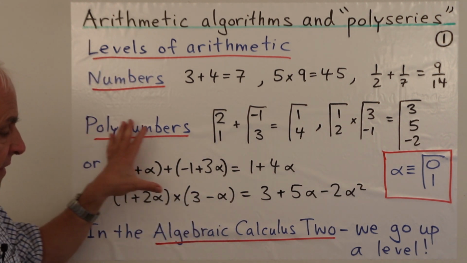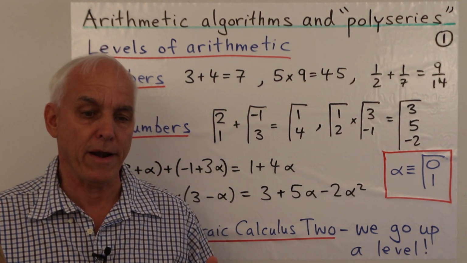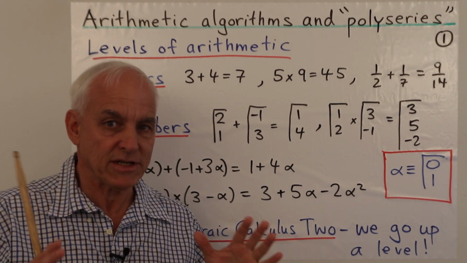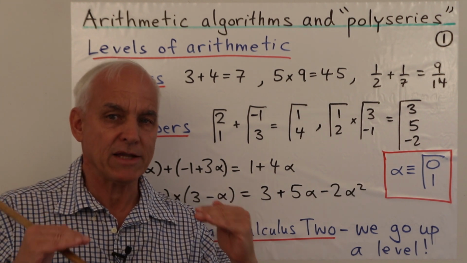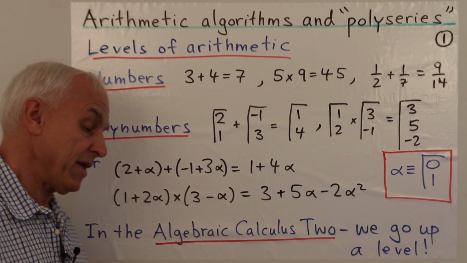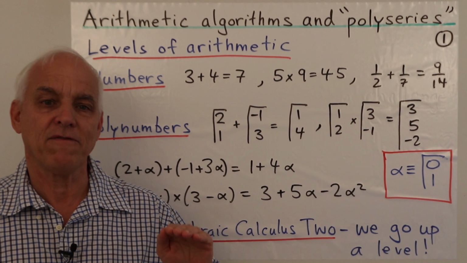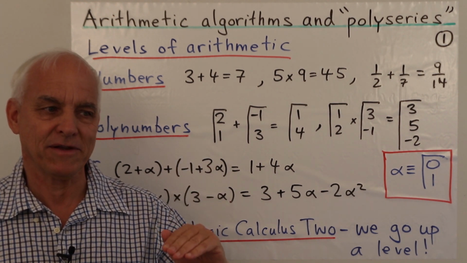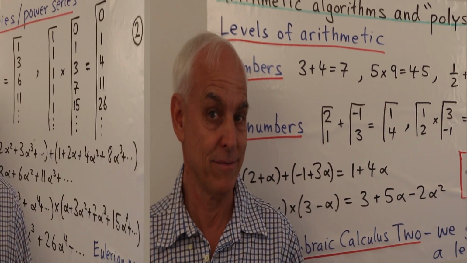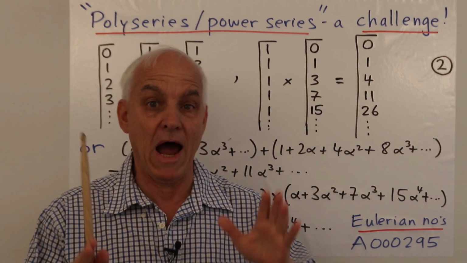That has been a very important framework for the Algebraic Calculus 1 course, because a lot of the basic elementary stuff with calculus really rests on polynomial arithmetic. But now, entering the Algebraic Calculus 2 course, we want to go up a level. This is a very big jump, a step from high school arithmetic to college level arithmetic. This next step up is in traditional calculus courses called power series.